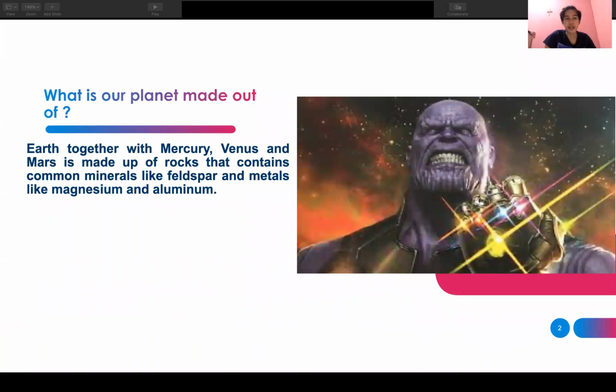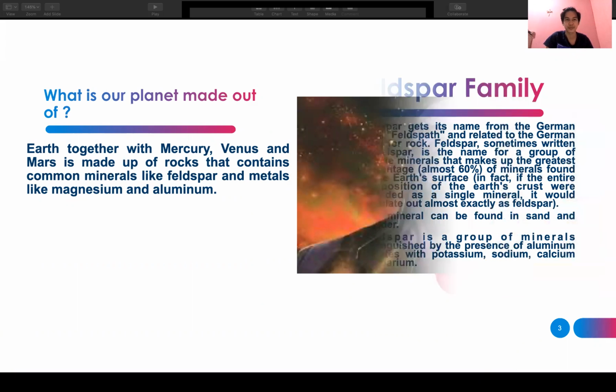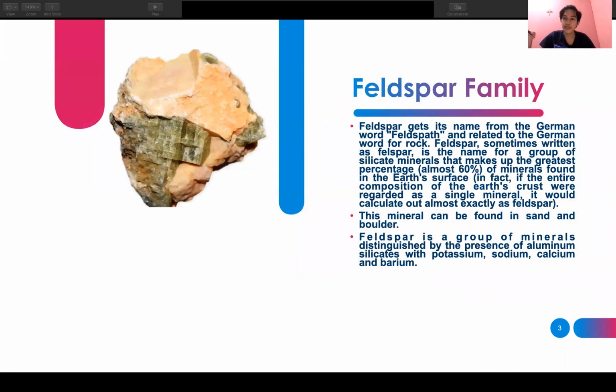What is our planet made out of? Earth, together with Mercury, Venus, and Mars, is made up of rocks that contain common minerals like feldspar and metals like magnesium and aluminum. The feldspar family gets its name from the German word Feldspat, related to the German word for rock.